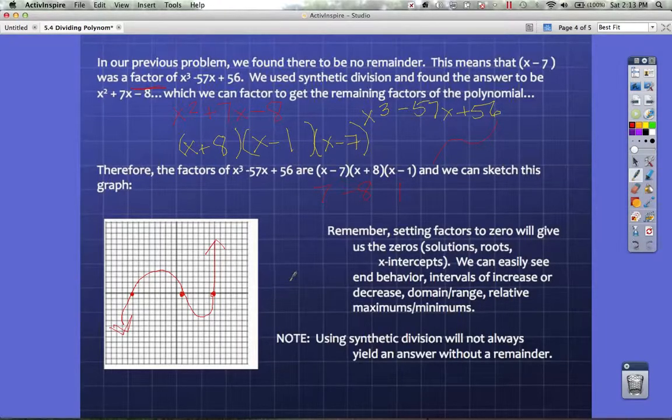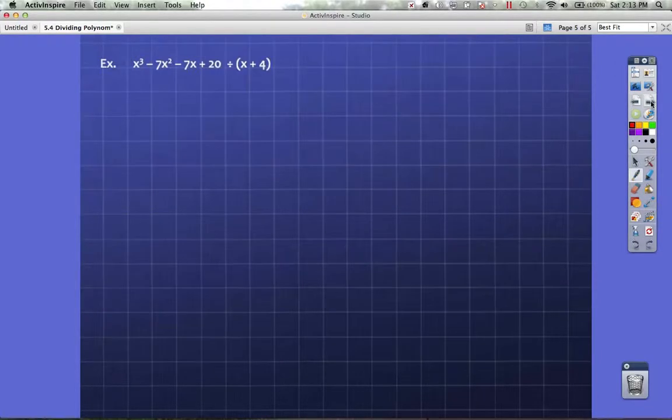Sometimes when you use the synthetic division, you won't always have an answer without a remainder, okay? That means you're going to have some possibly irrational answers, okay? But this one worked out really nice. Then you can use this to find out certain factors. You can guess if you needed to and see if that works and see if it's a 0, okay? So let's do one where it doesn't work out so pretty.